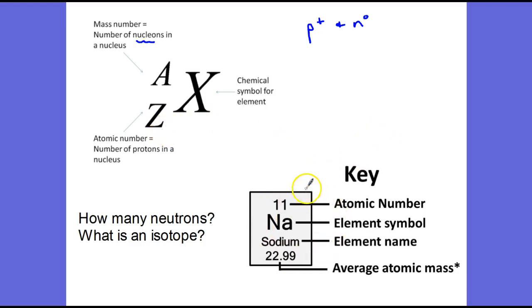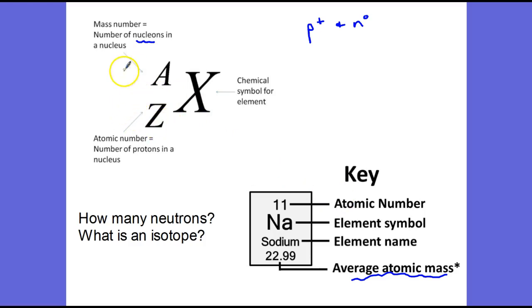On a periodic table, you'd see a rectangle that looked like this. The 11 is the atomic number, so again, the number of protons. Na would be the chemical element symbol, and then typically the element name is written. And then 22.99 is the average atomic mass.